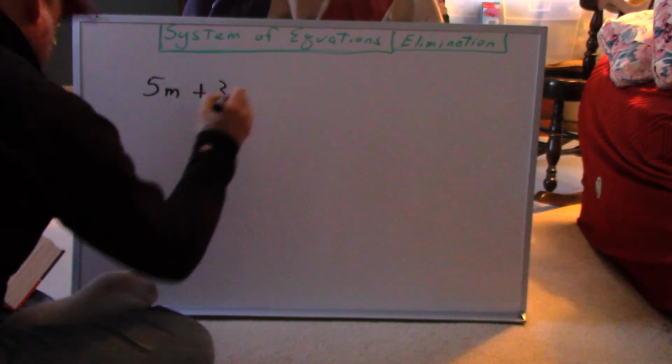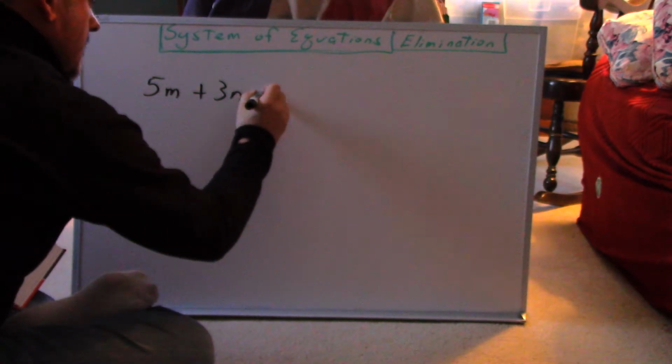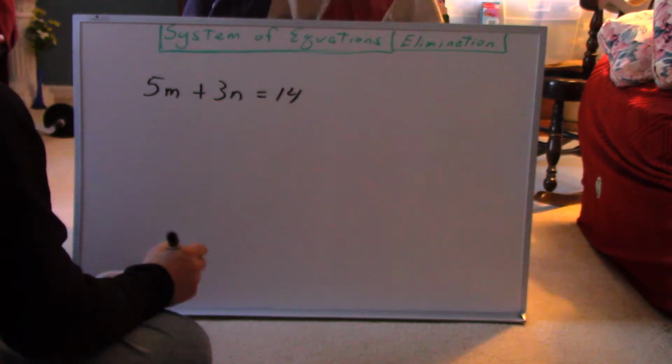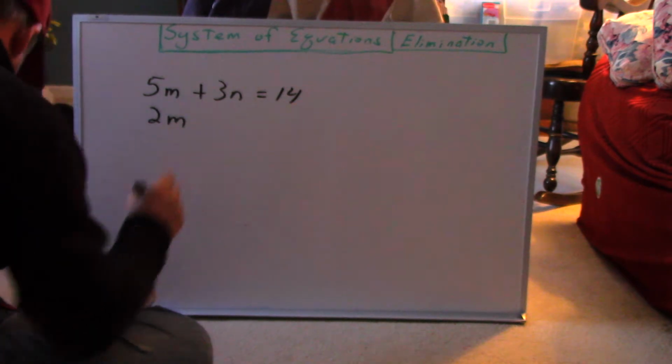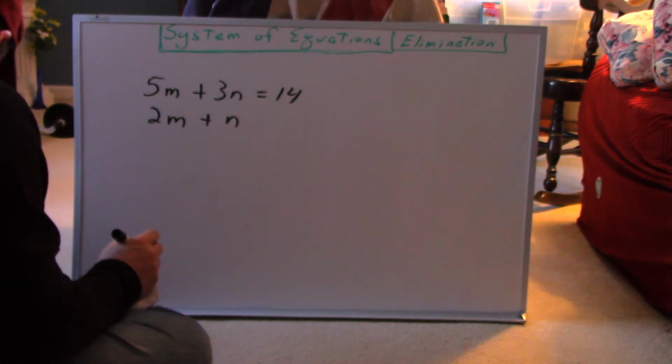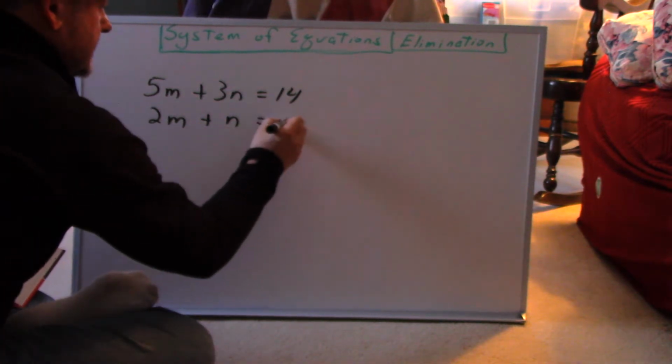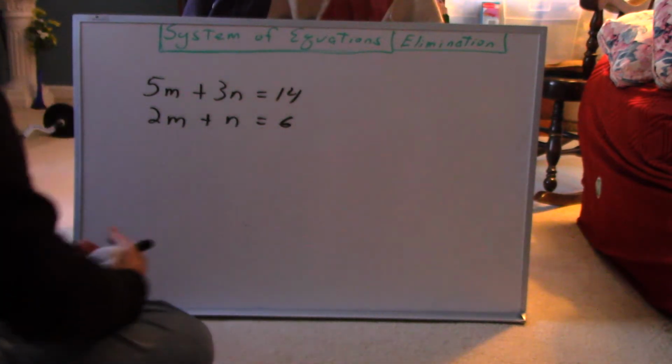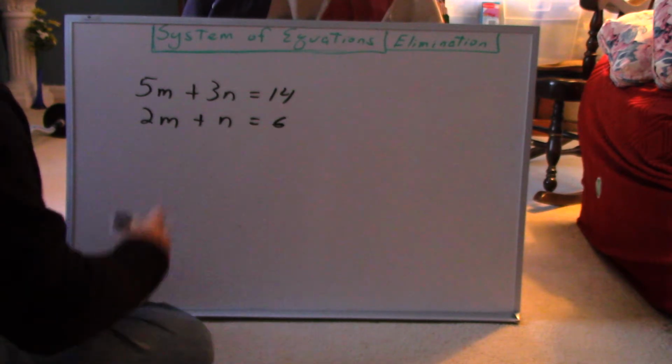5m plus 3n equals 14. 2m plus n equals 6. Okay, so how can I solve this?